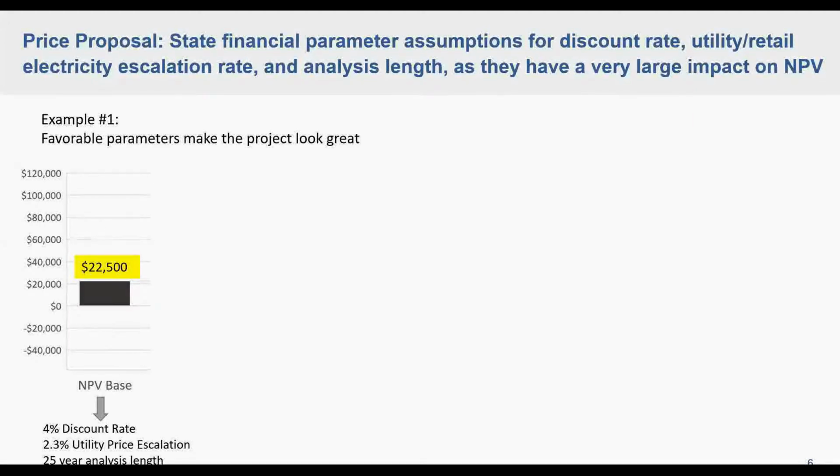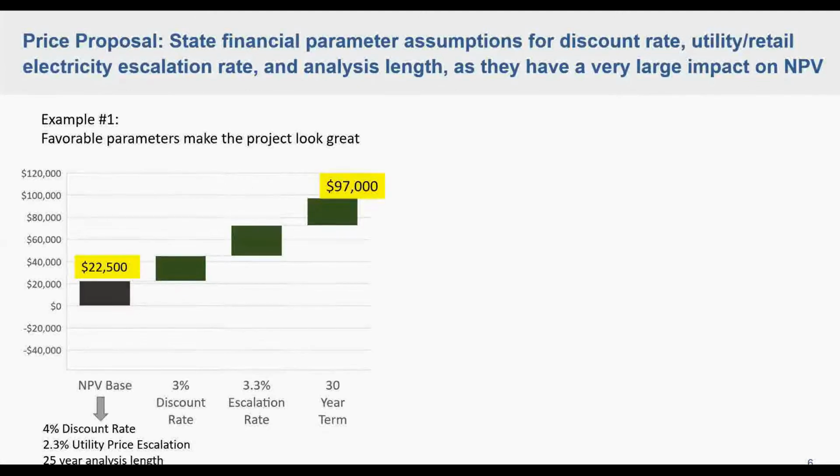But if you allowed the developers to use whichever assumptions they wanted to use, such as a lower discount rate, that would increase the project net present value to over $40,000. With a higher utility escalation rate, now you're up to over $70,000. And then if you do the analysis over 30 years, now the project looks like the net present value might be $97,000. So the takeaway here is, if you leave it up to the developer to provide their own assumptions, the proposals might not be apples to apples because the assumptions would be different.